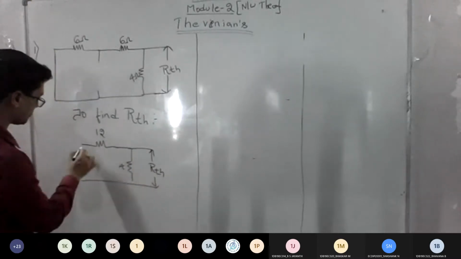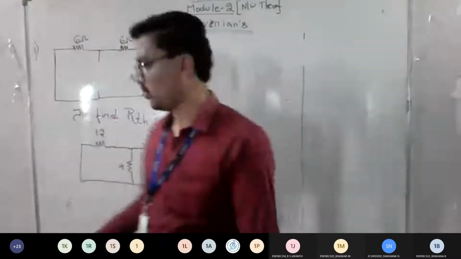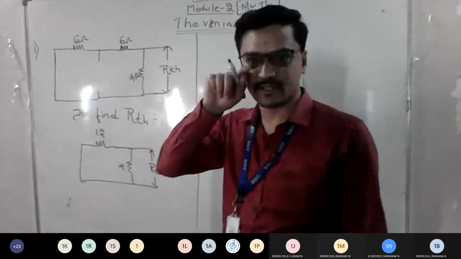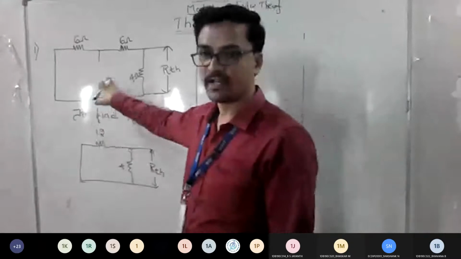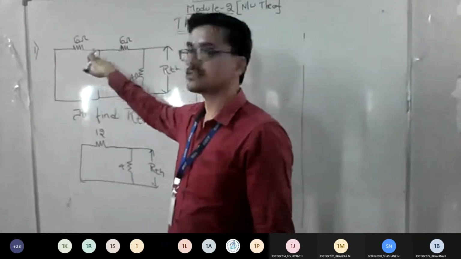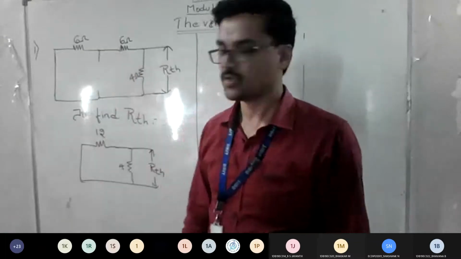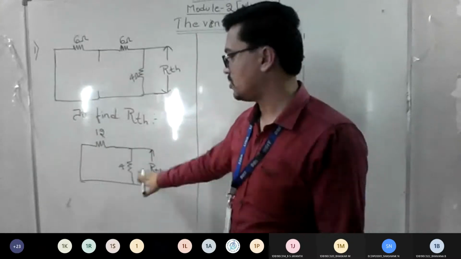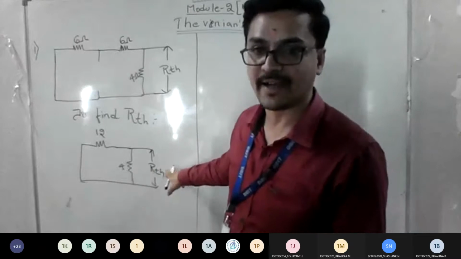Understand the logic everyone first, then you can solve the problem. Everyone got how I wrote this last step? Once I made the condition to find RTH, the voltage source became short circuit and the current source became open circuit. If I do the open circuit, this and this become series because there is no flow of current. The same current comes here, 6 plus 6 becomes 12. Now this 4 is as it is. So what is the ultimate goal? The ultimate goal is to find RTH.